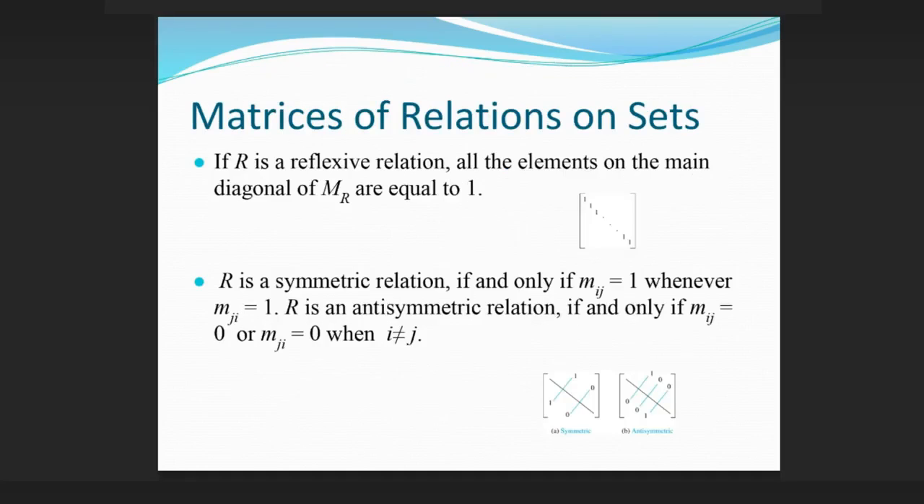Matrices of relations on sets. If R is a reflexive relation, all the elements on the main diagonal of M_R are equal to 1. R is a symmetric relation if and only if m_ij equals 1 whenever m_ji equals 1. R is an antisymmetric relation if and only if m_ij equals 0 or m_ji equals 0 when i does not equal j.